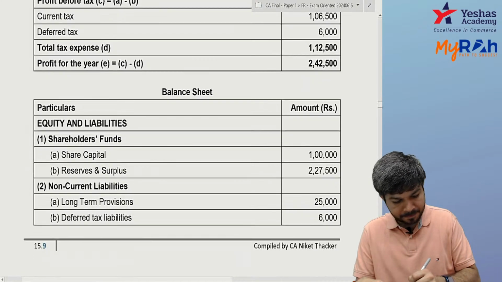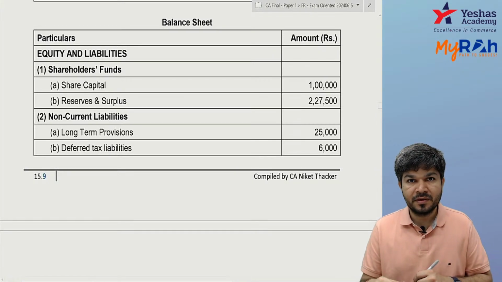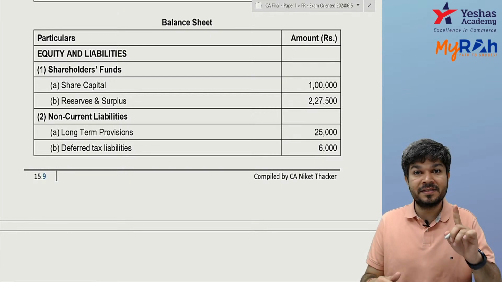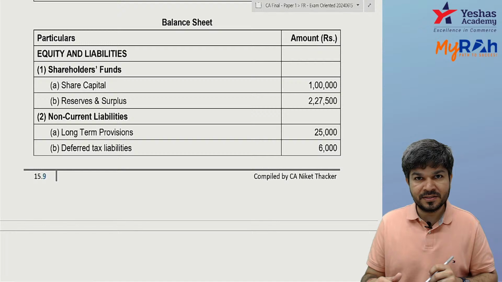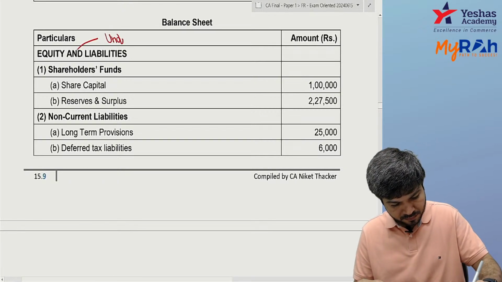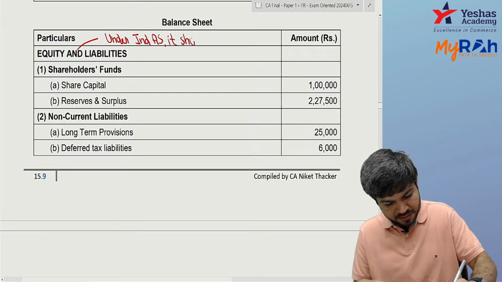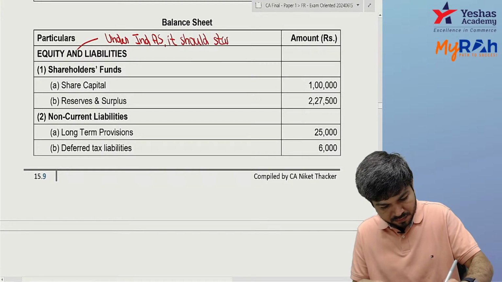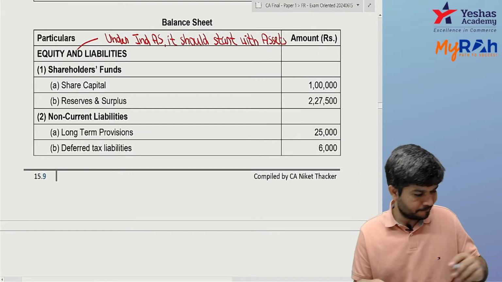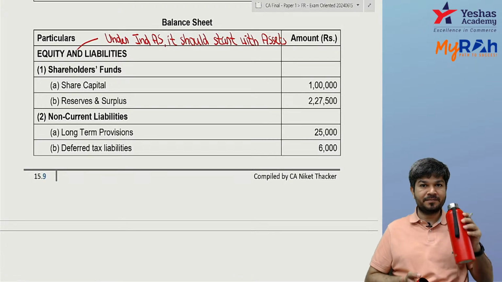Balance sheet. They have given it in AS format. They have given a balance sheet under AS format, which starts with equity and liabilities. Under Ind AS, it should start with assets. So I write over here, under Ind AS, it should start with assets. This is given as equity and liabilities first. No, it should be as per Ind AS.